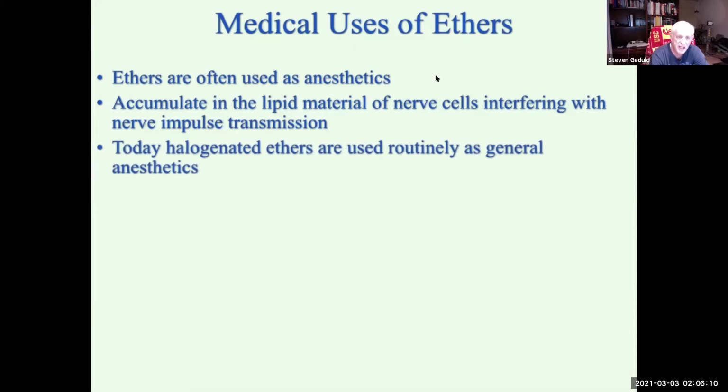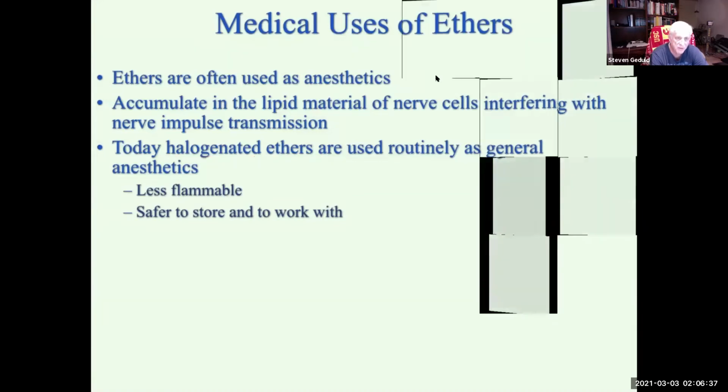Today halogenated ethers are used routinely as general anesthetics. Halogenated ethers are ethers with a halogen, bromine, chlorine, fluorine, iodine, attached to the R group of the ether. They're less flammable if they're halogenated, so they're safer to store and to work with.